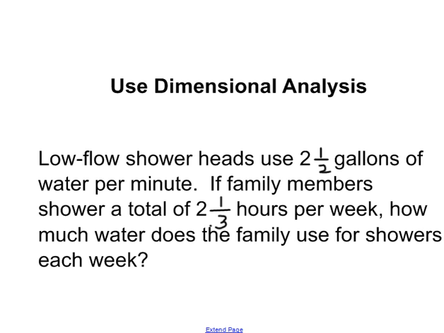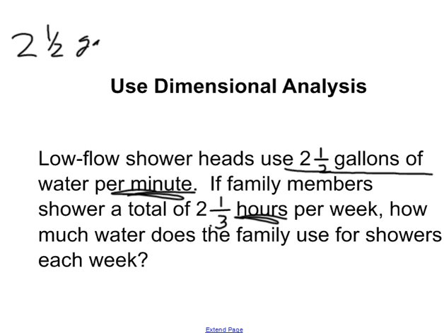A low flow shower head used 2 1/2 gallons of water per minute. If family members shower for a total of 2 1/3 hours per week, how much water does the family use? Well, 2 1/2 gallons of water per minute, and this is per hour. So I need to do some conversion here. I'm going to say 2 1/2 gallons per minute, but I want to find out how many gallons there are per hour. So I'm going to take that times 60 minutes over 1 hour. That's an equivalent fraction. That's actually equal to 1.